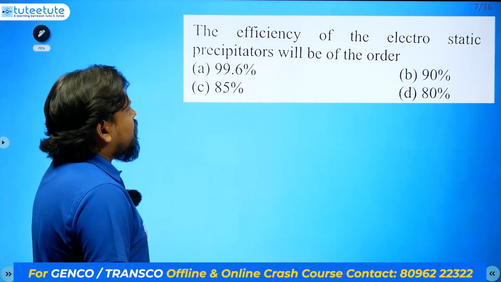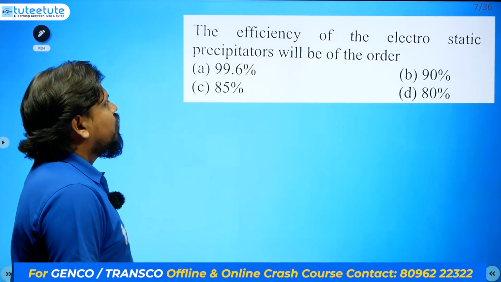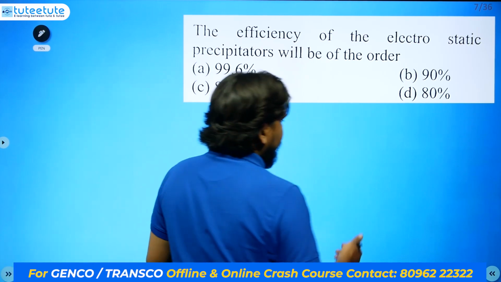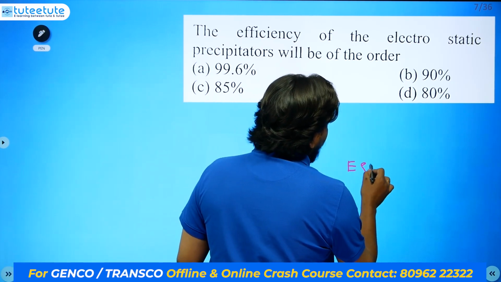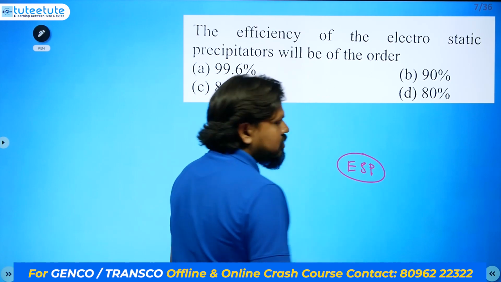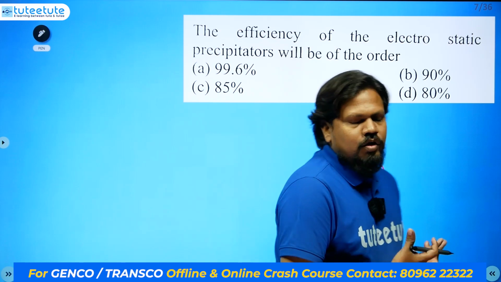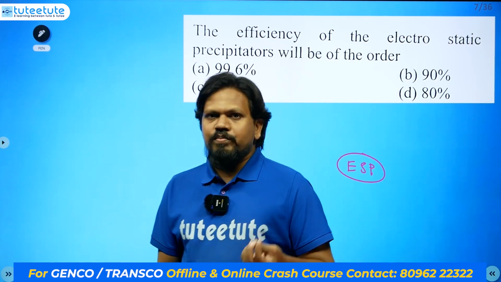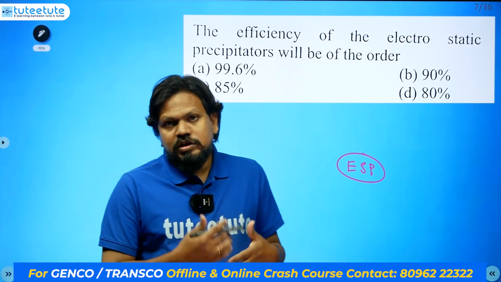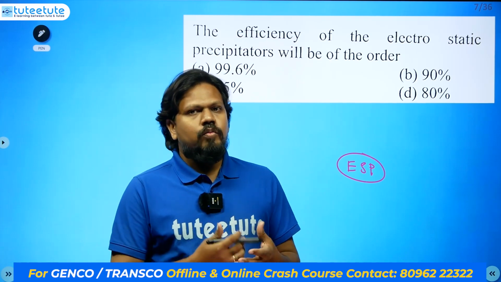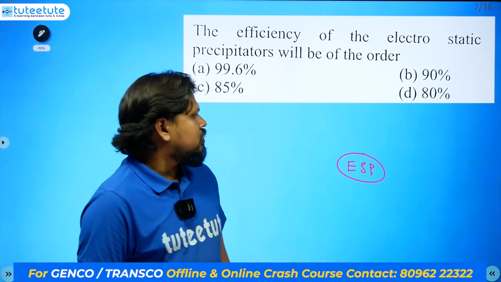Next, the efficiency of electrostatic precipitators will be of the order of what? They are asking about the electrostatic precipitator. These are all very important questions, that's why I have taken them here. I will be taking the questions which are very important and which give us more conceptual questions that we need to think about. That type of question we will be answering.